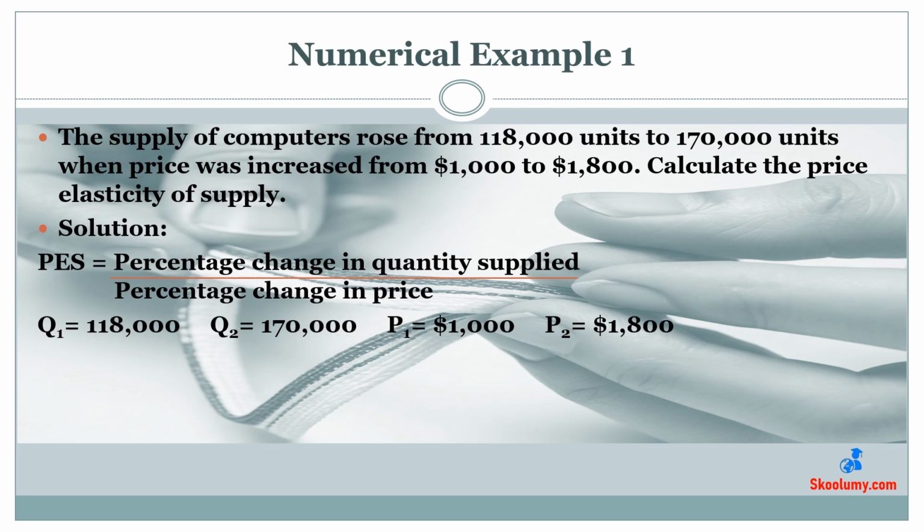Example 1. The supply of computers rose from 118,000 units to 170,000 units, when price was increased from $1,000 to $1,800. Calculate the price elasticity of supply. First, let us identify the variables. Old quantity, Q1, is 118,000. New quantity, Q2, is 170,000. Old price, P1, is $1,000. New price, P2, is $1,800.